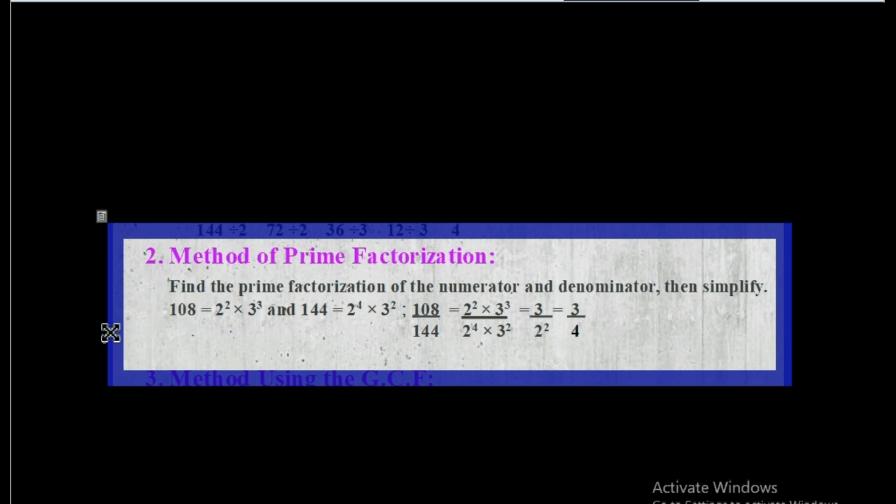The second method is the method of prime factorization. Find the prime factorization of the numerator and denominator, then simplify. 108 over 144 is equal to 2 to the power of 2 times 3 to the power of 3 over 2 to the power of 4 times 3 to the power of 2. It's equal to 3 over 2 to the power of 2, which is equal to 3 over 4.